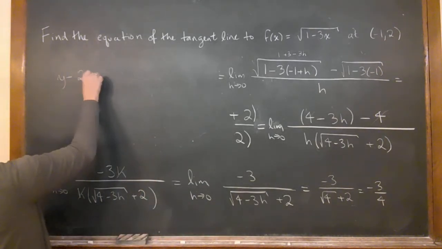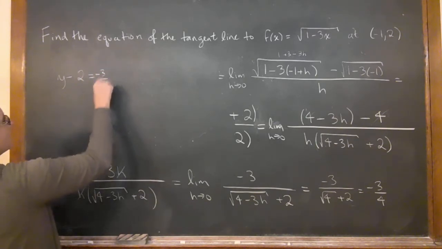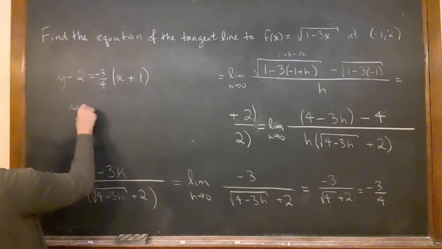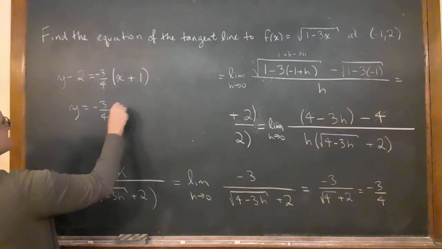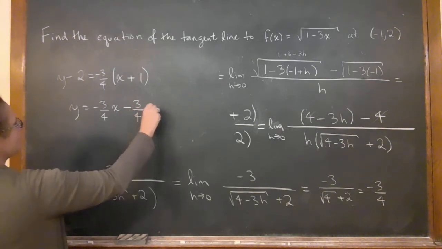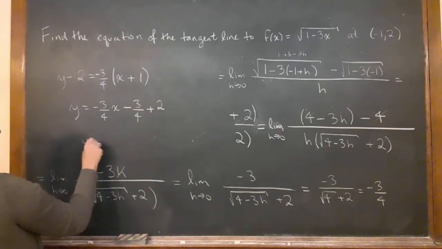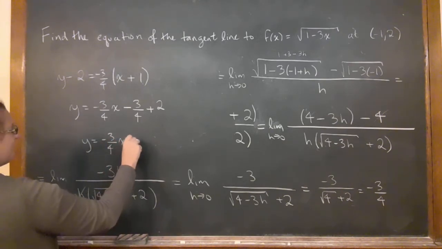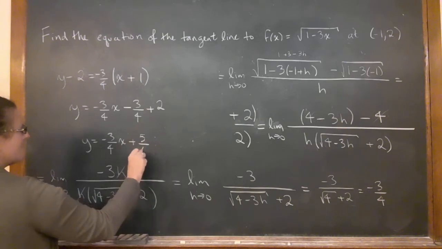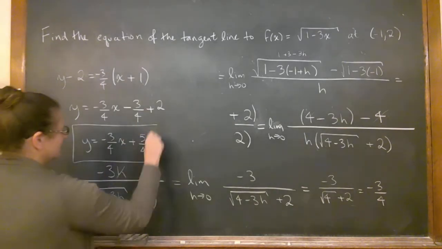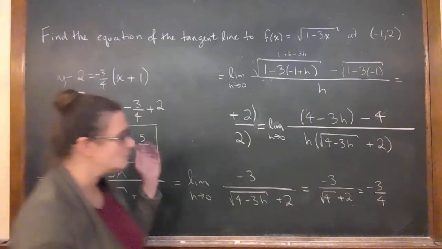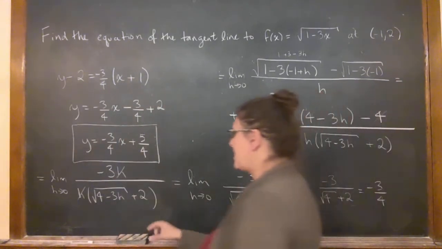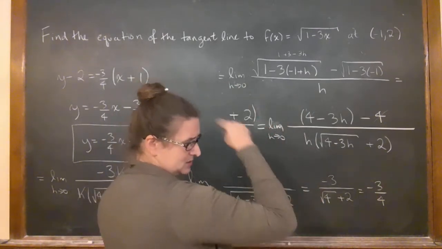y minus 2 is equal to minus 3/4 times x plus 1, right? Minus minus. So I end up with y equals minus 3/4 x plus 5/4, right? So there's the equation of my tangent line. You will notice that it is negative. That's fine. It just means that the line is going this way.